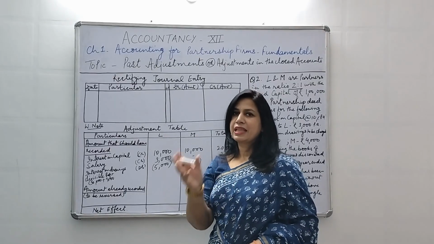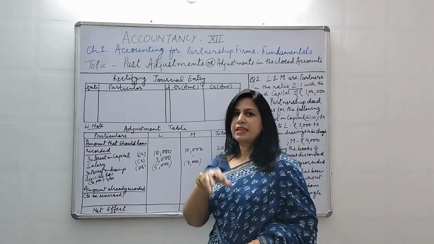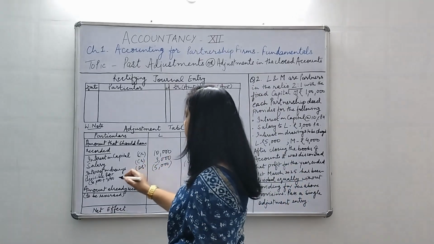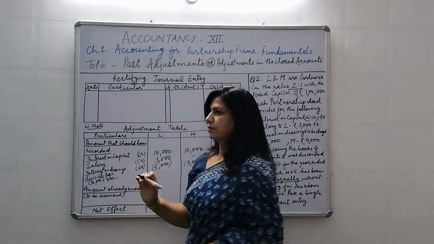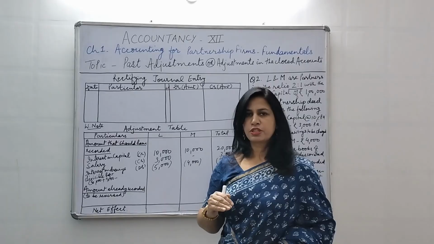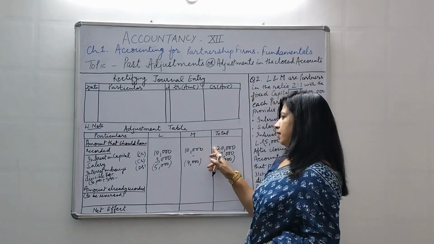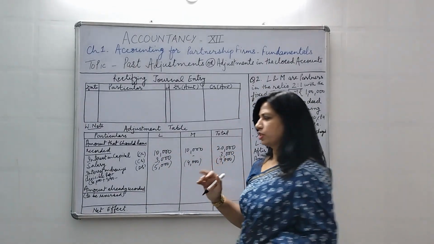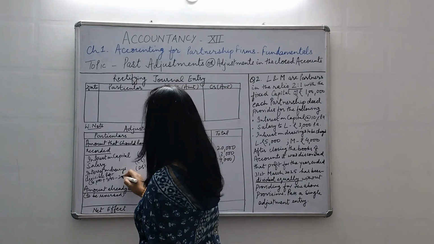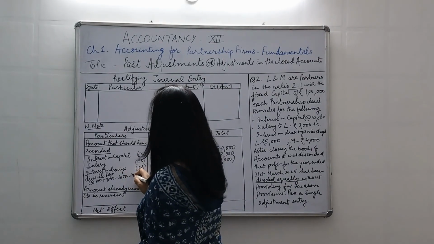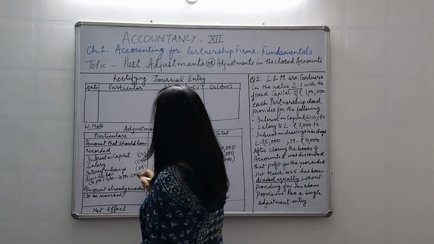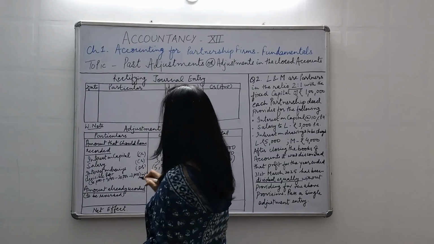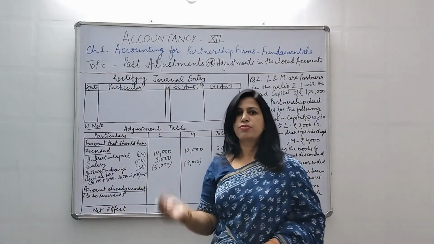So 50 profit plus 9,000 will be increased by that amount. Profit will increase by that amount. Then minus, all the appropriations will be taken, which is IOC and salary in this question. So minus 20,000, minus 3,000. In the ratio of profit we have to distribute, that is 2:1.